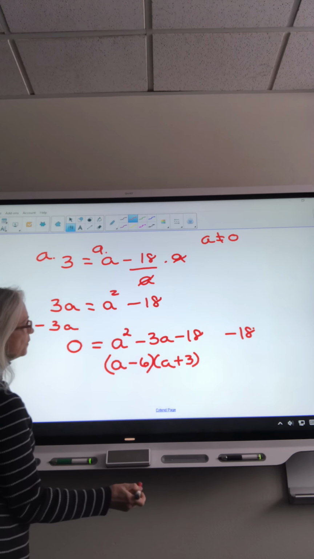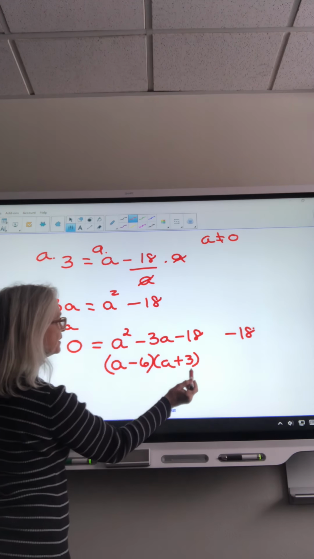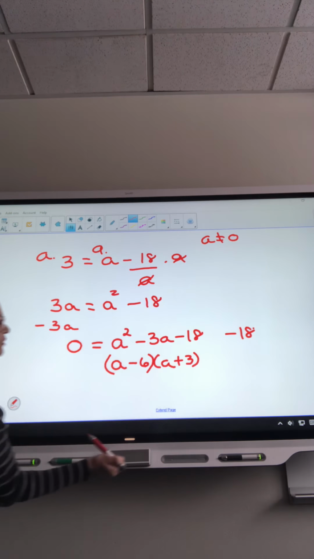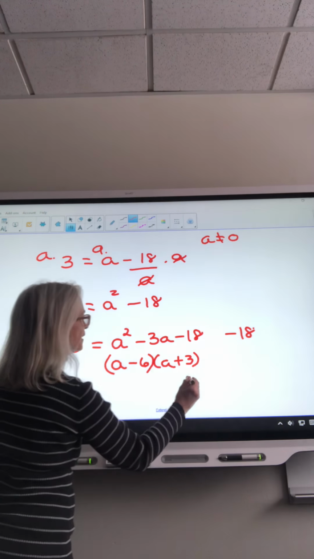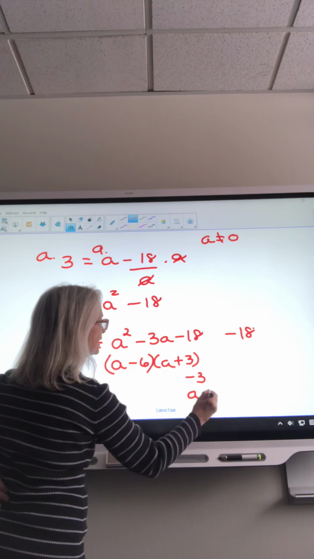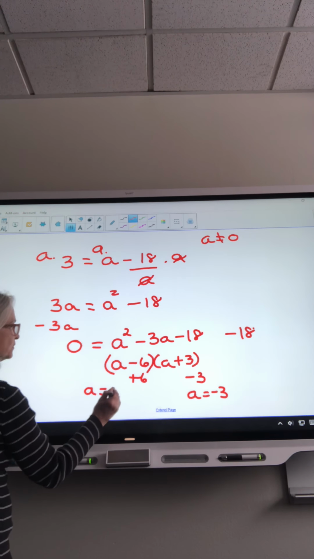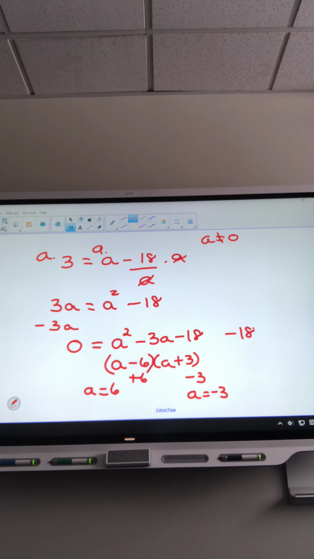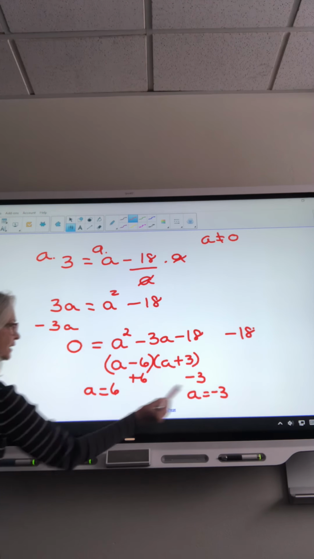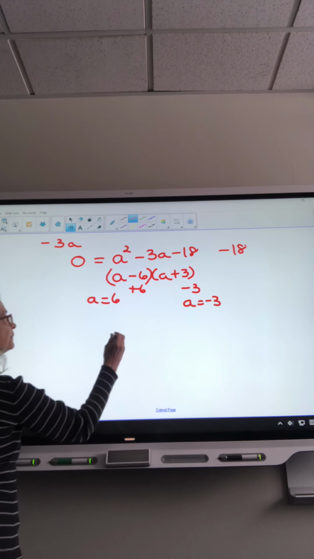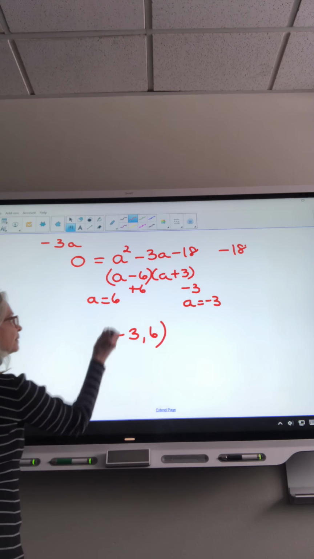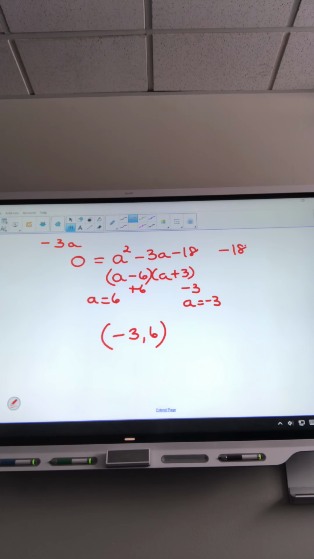Okay, so a minus 6, a plus 3, we're going to go ahead and solve both of those. So if we take away 3, we've got a is equal to a negative 3. If we add 6, we've got a is equal to a positive 6. And our solutions could not be a is equal to 0. So our 2 solutions are a negative 3 and a positive 6. There we go. So that is the last of the You Try It.